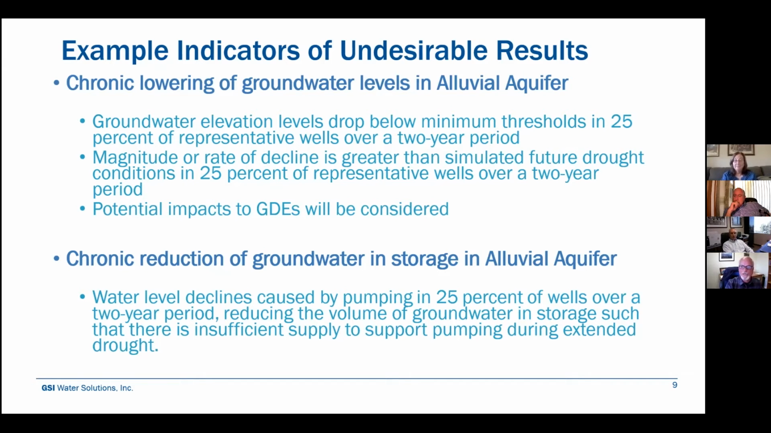And the important point here is that we've set thresholds for the alluvial aquifer, and likewise the Saugus, so that we have enough water in that aquifer to get us through a sustained drought, as we've experienced in the past. We need to have enough water in the tank, so to speak.